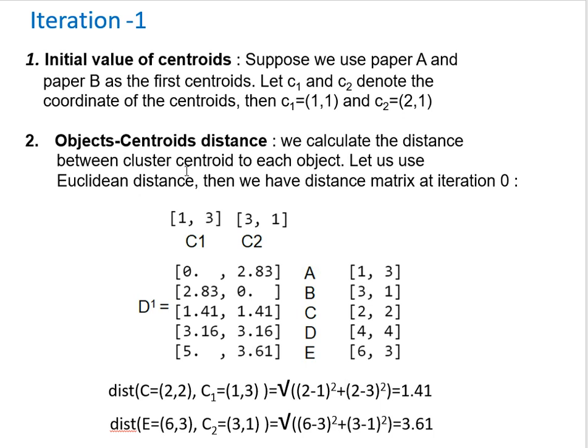Now we need to find the distance between the objects and the centroids. So C1 is one of the centroids, C2 another one. We have points A, B, C, D, E. These are the coordinates of the points. We need to find the distance between each of these points from centroid C1 as well as centroid C2, and that will form the matrix D1. For example, if we want to find the distance of E, which is (6, 3), from the centroid C2, then we have the Euclidean distance calculated, and it evaluates to 3.61. Likewise, we find the distance of all these points from the centroids.